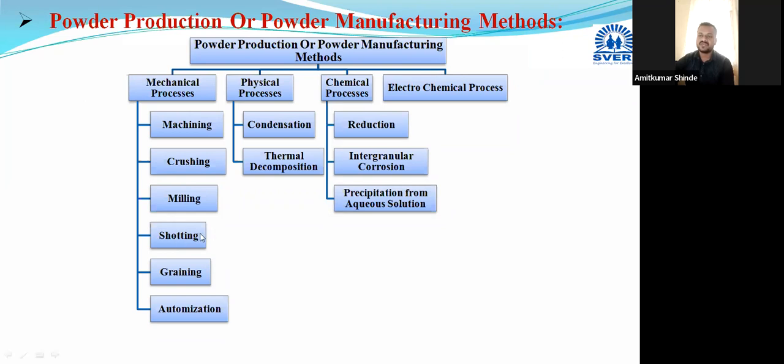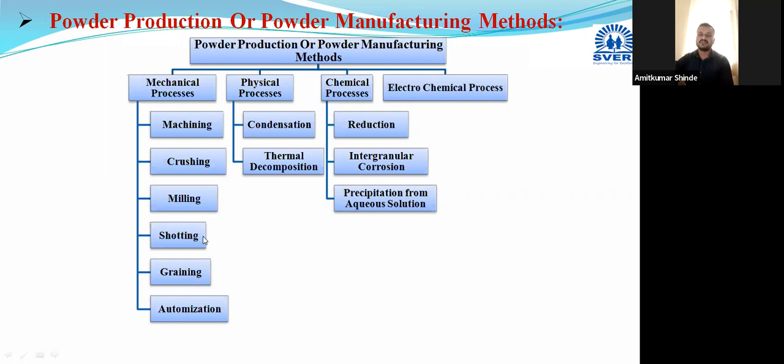In the shooting and graining processes, the working principle is the same. What is the difference? The working medium used is different. Now I will explain the shooting method.